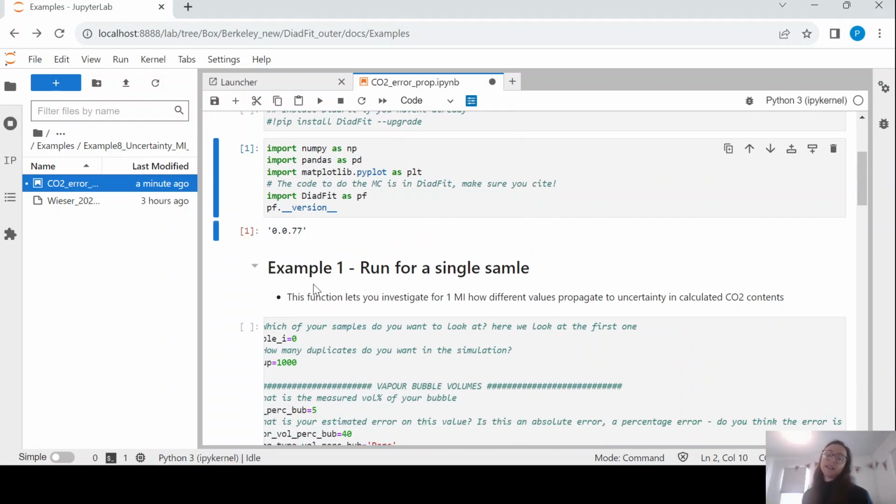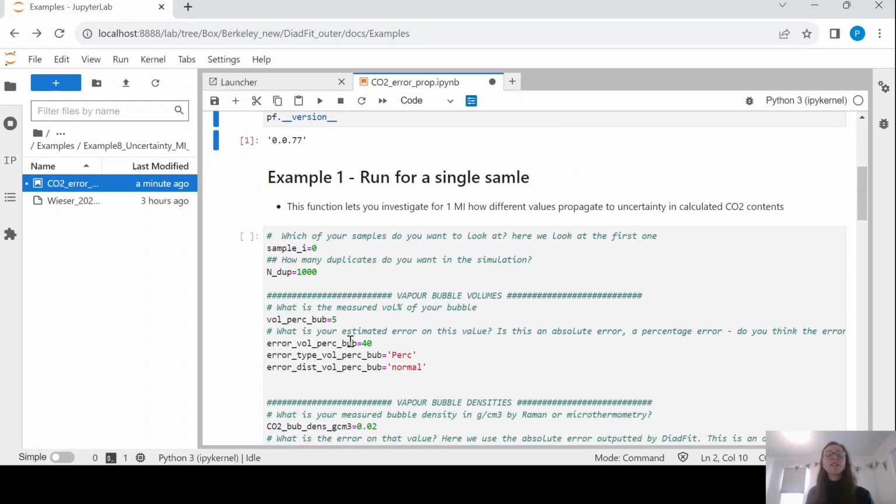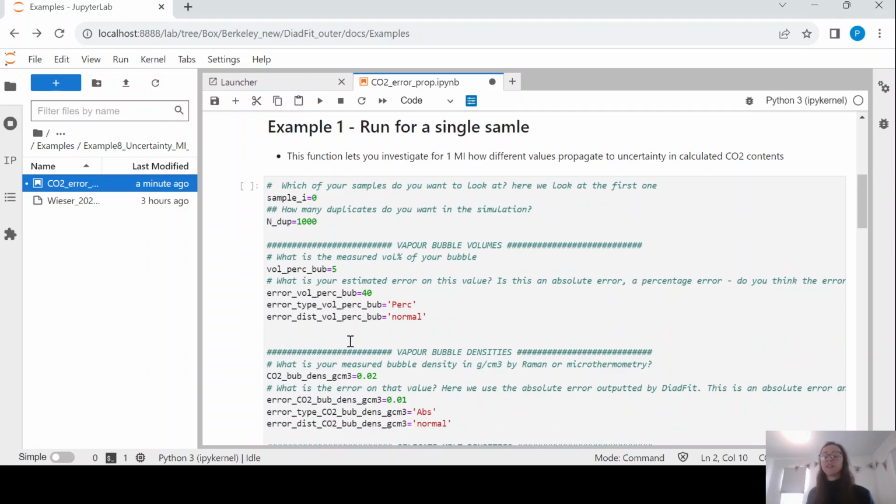What this notebook is doing is basically propagating the three sources of uncertainty when you are calculating the equivalent amount of CO2 that's held in the vapour bubble that would exist if you were to dissolve that vapour bubble back into the glass. So you would be adding that ppm CO2 back into what you've measured by FTIR or SIMS. And we do that by making a Monte Carlo simulation.